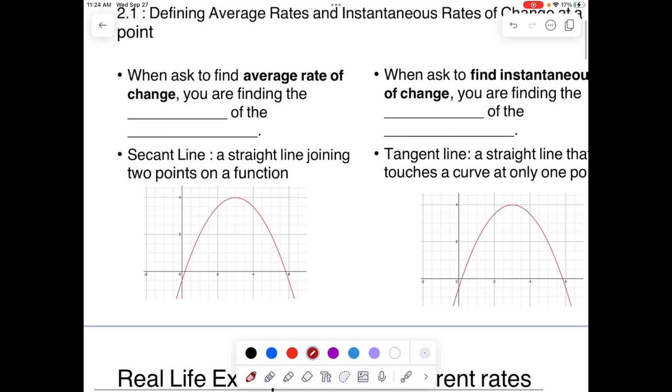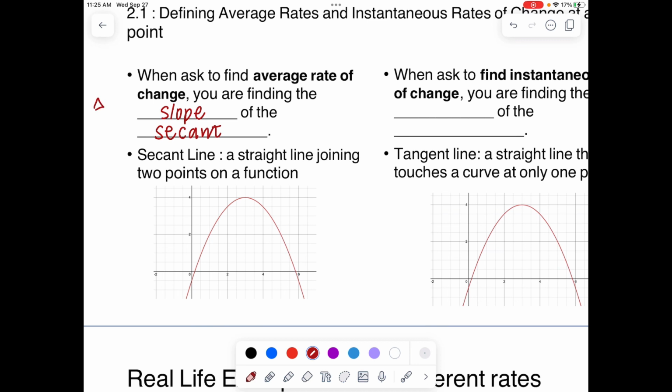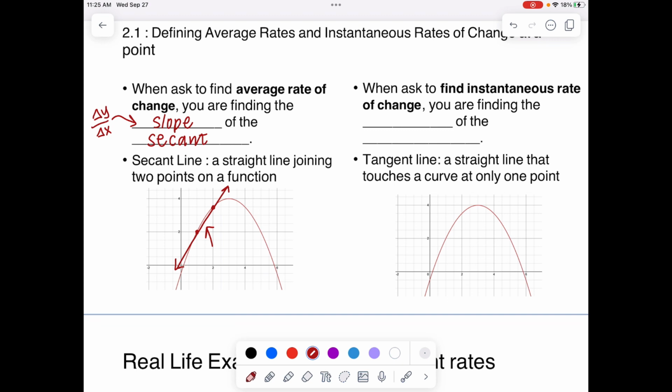When asked to find the average rate of change, you are finding the slope of the secant line. That makes sense if you really think about it, because every single time you've been asked to find the average rate of change, you've been finding the change in y over the change in x. And all that is a slope. Graphically, a secant line is a straight line joining 2 points on a function. So if you were given 2 points when you were finding the average rates of change, you were just finding the slope between those 2 points. That is what average rate of change is graphically.